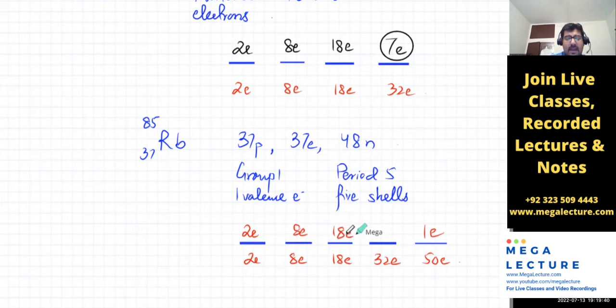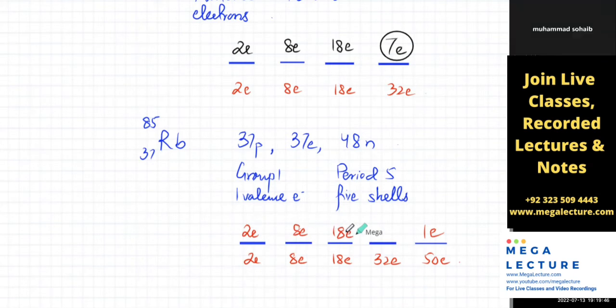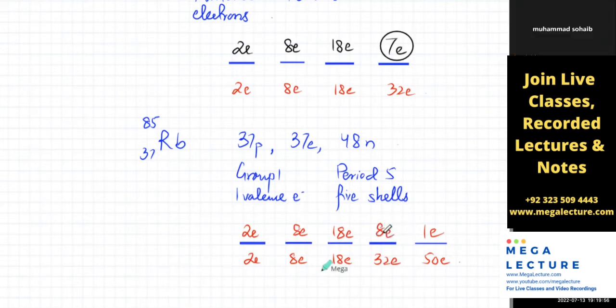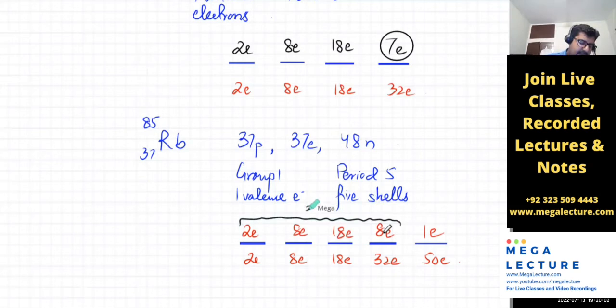So this is 2, 10, and 28, right? That's 28. So if I want to go up till 36, this one will have 8 electrons, right? So I had to fit in 36 electrons over here, right?